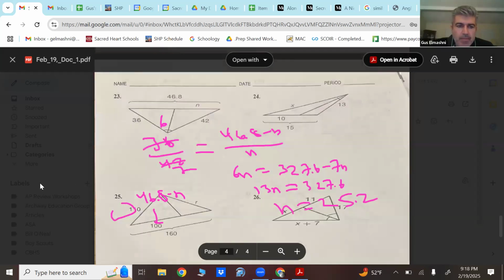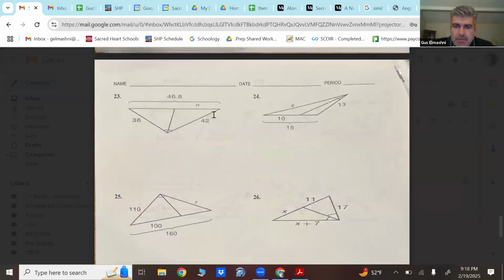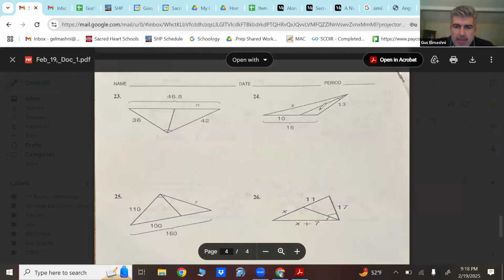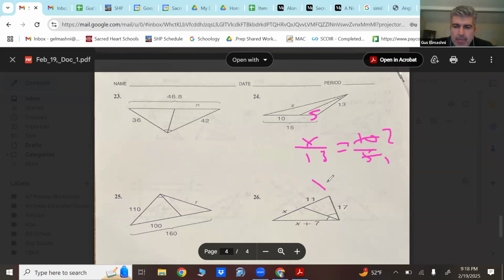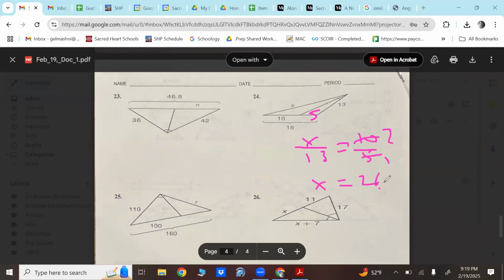And then for 24, yeah, because we know this is 5. So you say x over 13 equals 10 over 5, which gives me 2. Give me a second. I need a chart. Take your time. Okay, cool.